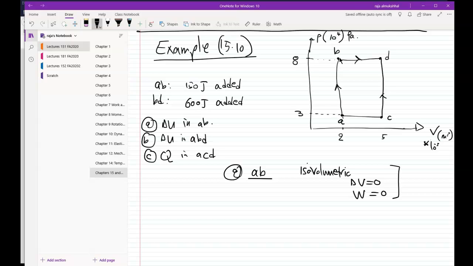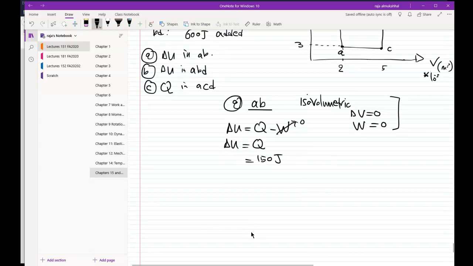So work is 0. In other words, if I am using my first law of thermodynamics, W is 0 for isovolumetric. You got that? So I'm left with delta U equals Q. Well, my gosh, he said Q is equal to 150 joule, correct? It's right here. That means delta U is also 150 joule. Isn't that simple? That's it. You're done with this part. He said find the internal energy for this process AB. Okay, good.